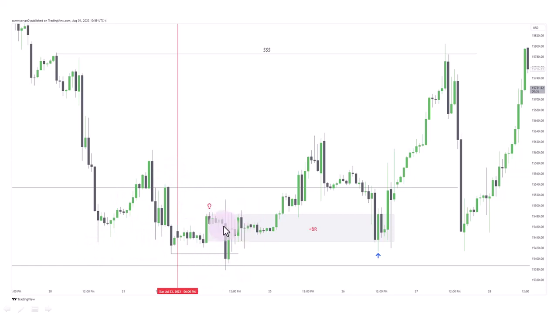We want to wait for a new week. Now, when the new week opens, Monday sweeps that Friday low, that last low that was dropped on Friday. You can see that Monday sweeps that. Now this is where the attention should be woke. This is where you start looking.